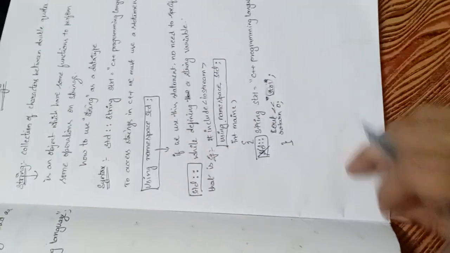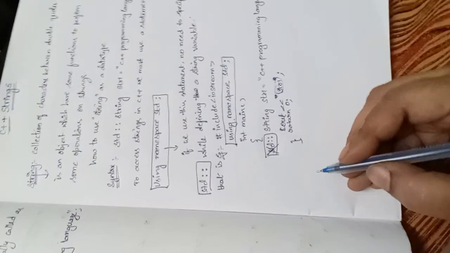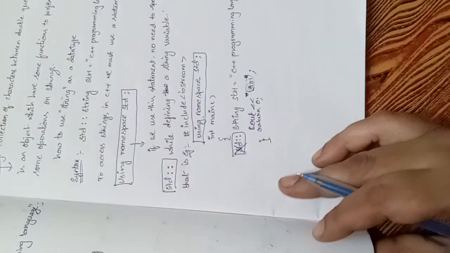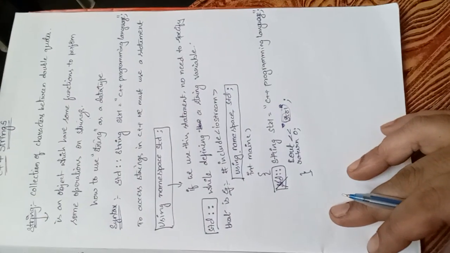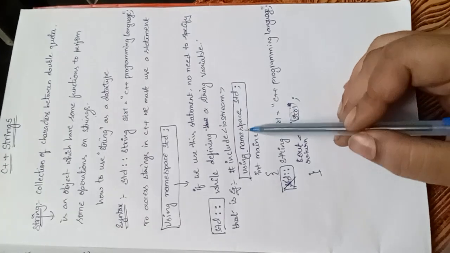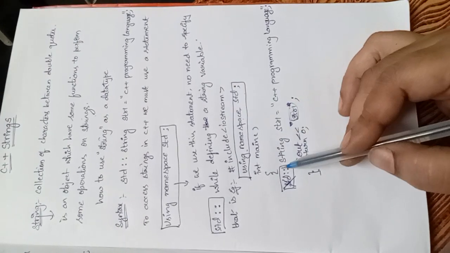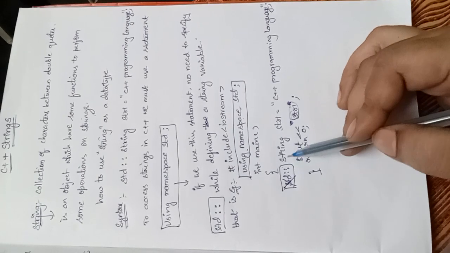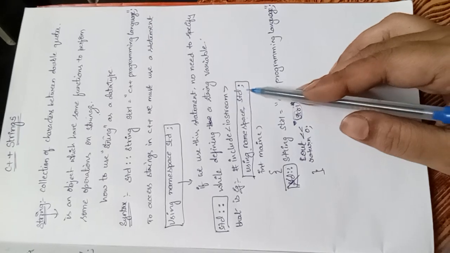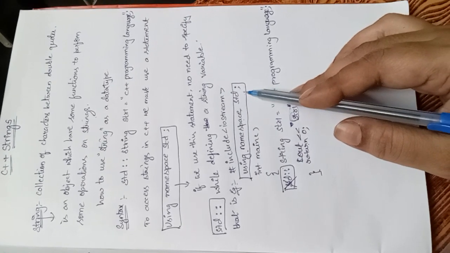Okay, one more way is there. What is that? Actually, only this is enough: using namespace std semicolon. If you specify this, there is no need of using std and the scope resolution operator for anything which is there in the std namespace.